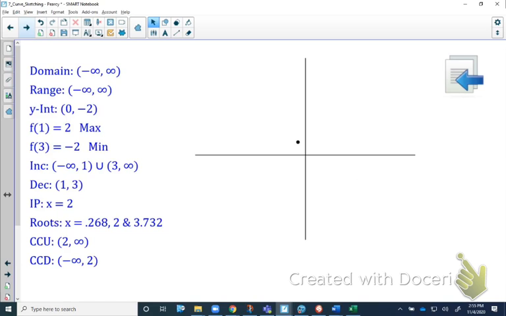Based on what the first derivative candidates test told me, we should have increasing intervals from -infinity to 1 and 3 to infinity. And my only decreasing interval is going to be between 1 and 3. My inflection point, which is the critical number of the second derivative, in this case worked out to be at 2. So when x is equal to 2, that's where I should change concavity.